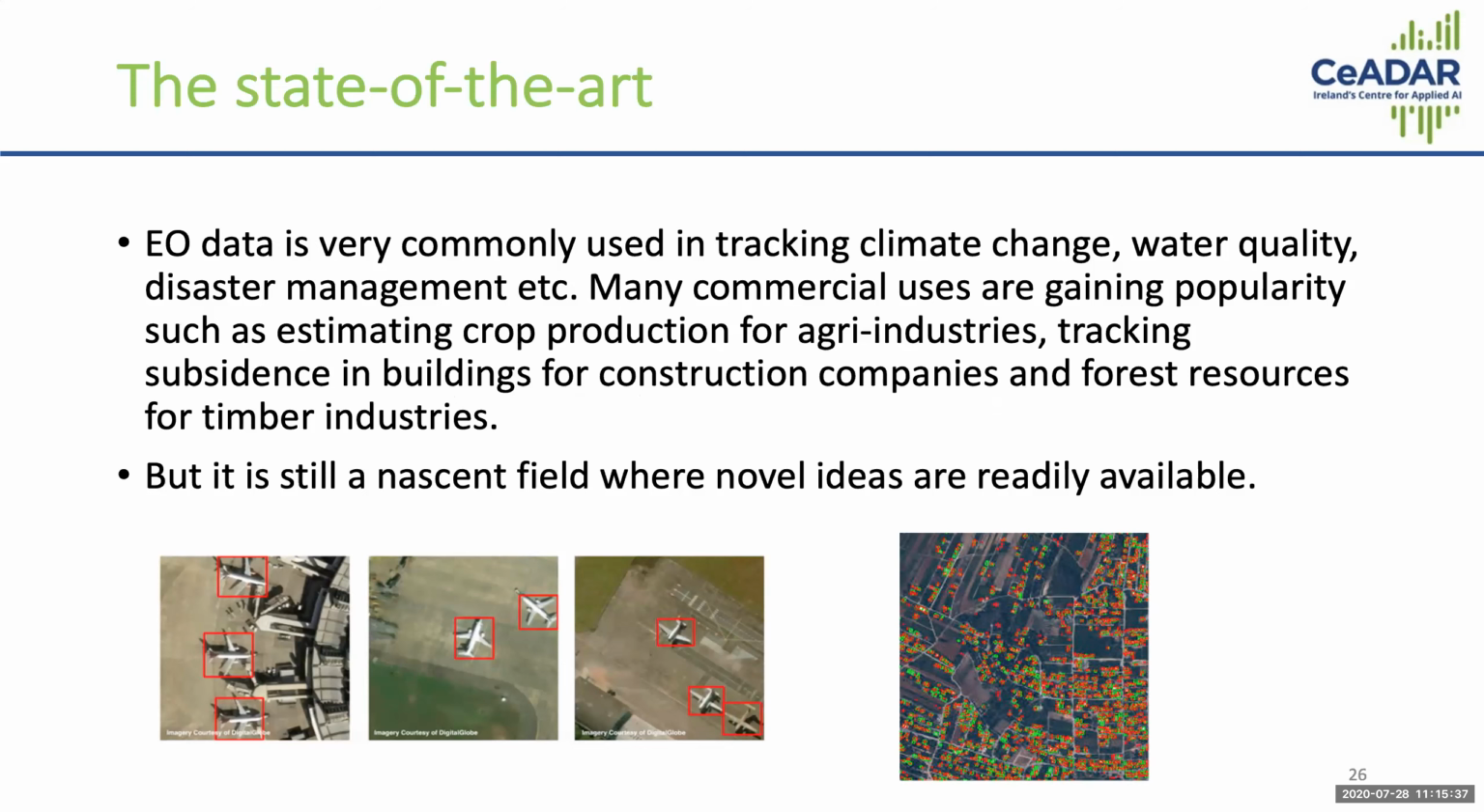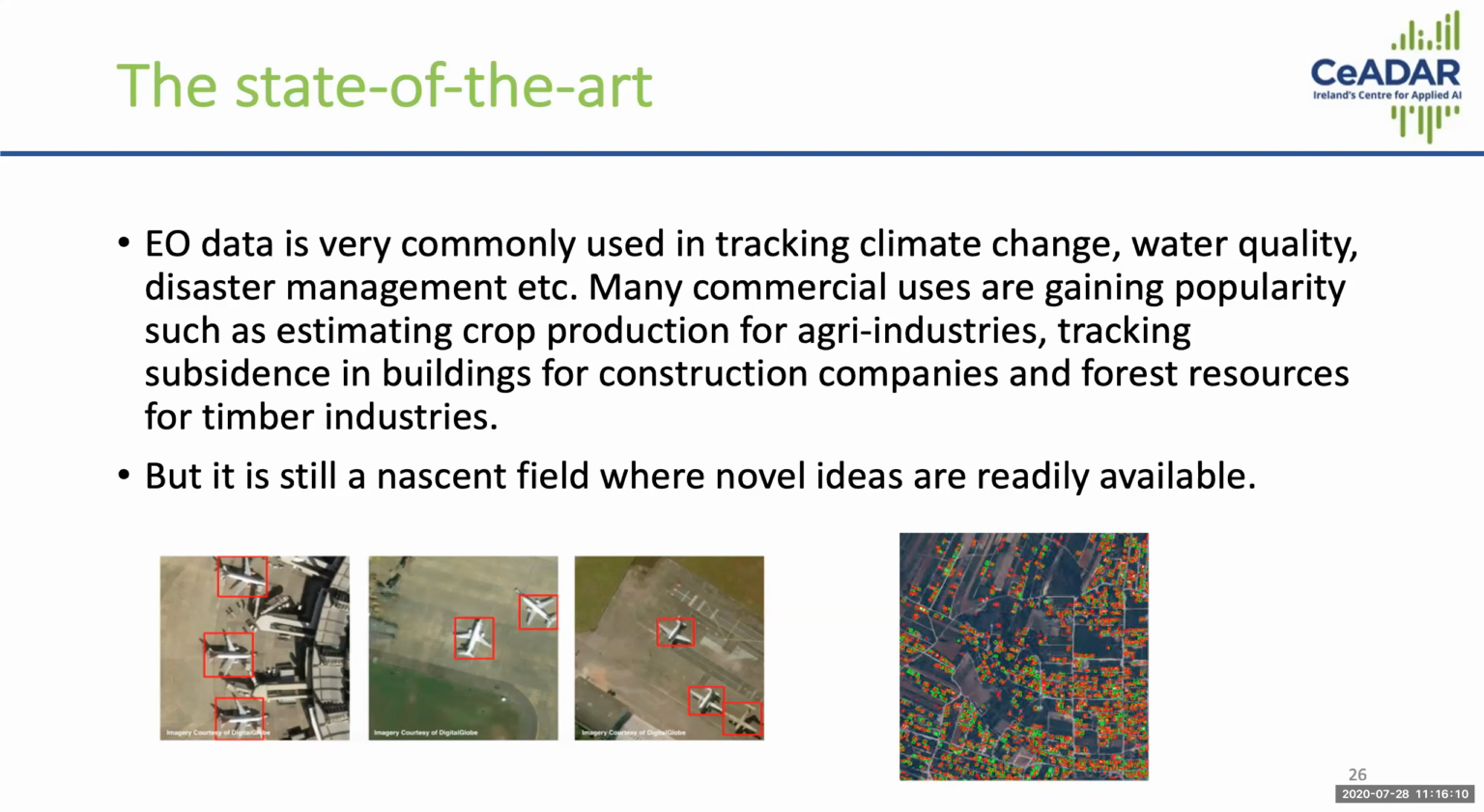So these are the sort of traditional use cases and applications of it. However, there's many more commercially focused use cases that are gaining popularity. So these are things in agri-industries, for example, estimating crop production or mapping crop types, tracking subsidence in buildings related to construction or insurance, for example. And another key area is forest resources. So global timber industries are very interested in using this kind of data for tracking forests.